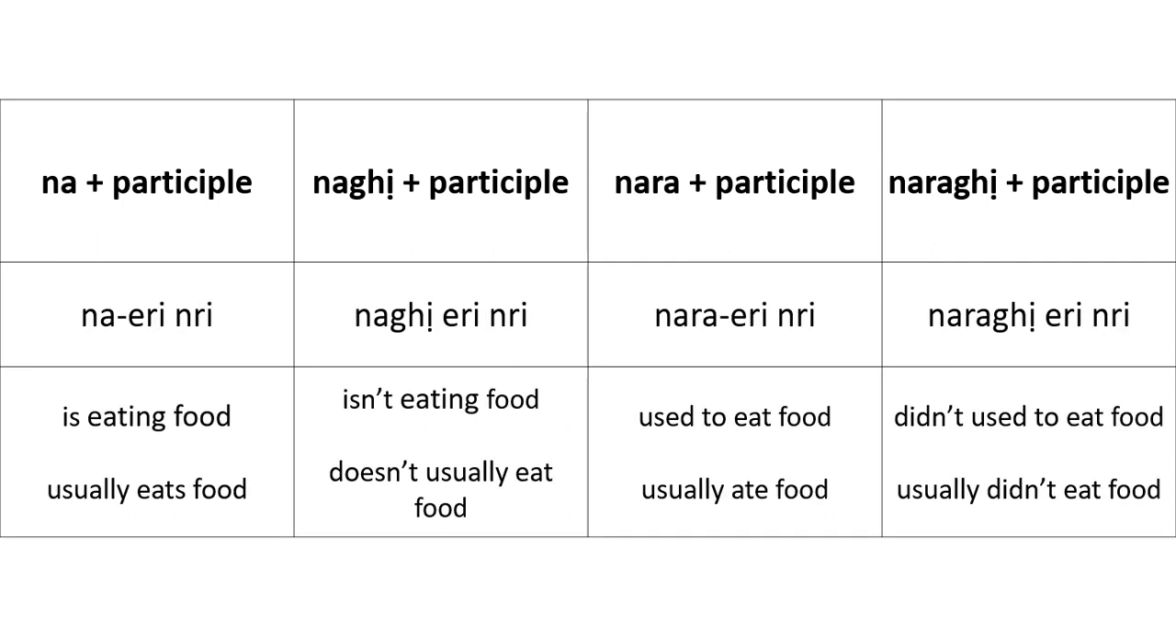Na-eri nri is eating food, usually eats food. Naghị eri nri isn't eating food, doesn't usually eat food. Nara eri nri used to eat food, usually ate food. Naraghị eri nri didn't used to eat food, usually didn't eat food. Na-eri nri, naghị eri nri, nara eri nri, naraghị eri nri.